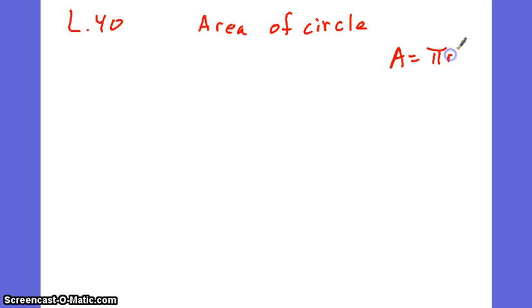All right, lesson 40 today. We're going to talk about area of a circle, course 3. Pretty cool stuff, area of a circle. You can do all kinds of cool stuff with it. But basically, area of a circle is some information that you need to know. Area of a circle is A equals pi r squared.